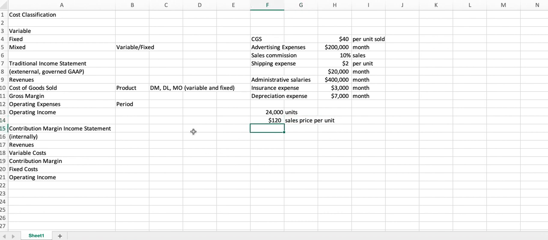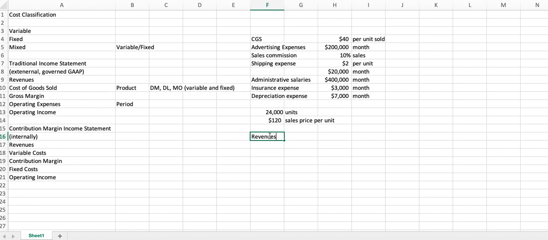So if I wanted to set this up in a traditional income statement, I would have my cost of goods sold and my advertising, my sales, my shipping, administrative, insurance, depreciation would be part of my operating expenses. But let's say instead I wanted to do a contribution margin income statement.